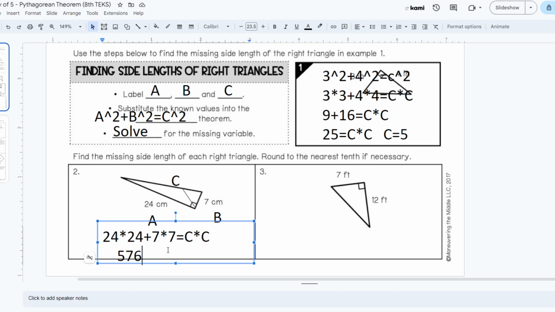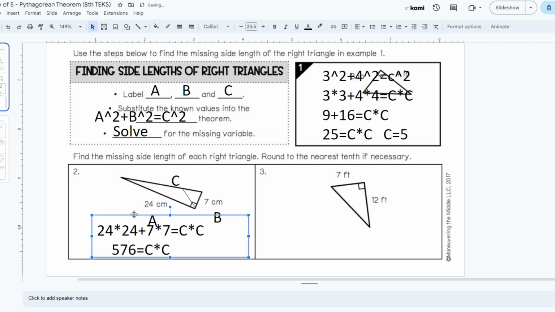All right, so 576 equals C times C. Now I can use my calculator. Does it show my calculator? Oh no, let me check. No, it doesn't. Okay. And I could say, okay, 576, take the square root of that.